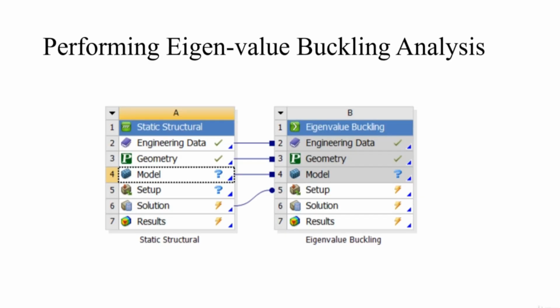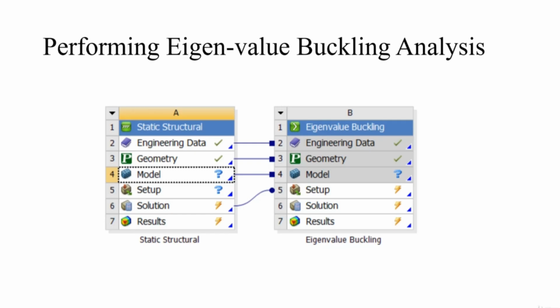ANSYS Workbench. So how to access eigenvalue buckling analysis? For this you need to perform a static structural analysis first, and then you need to take these particular loads and transfer these loads into the eigenvalue buckling analysis system, so that you are going to perform a structural buckling analysis.